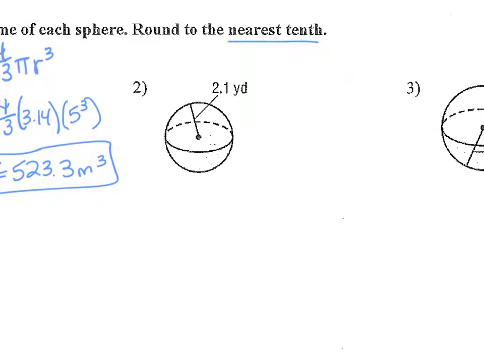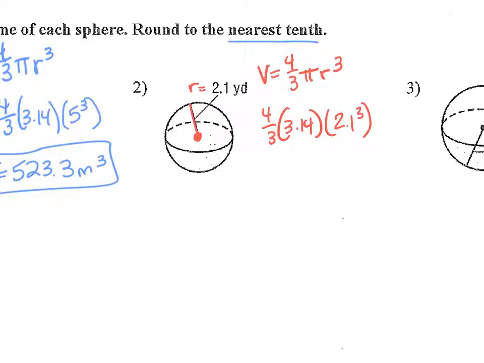Okay, number 2, same thing, same formula. Volume equals 4/3 pi radius cubed. So 4/3 stays, 3.14 for pi. Radius, once again, they gave us the radius, so we don't have to divide. So 2.1 cubed. So alpha y equals 4/3, open parentheses, 3.14, close parentheses, open parentheses, 2.1, caret top 3, close parentheses, and I get 38.8 yards cubed.